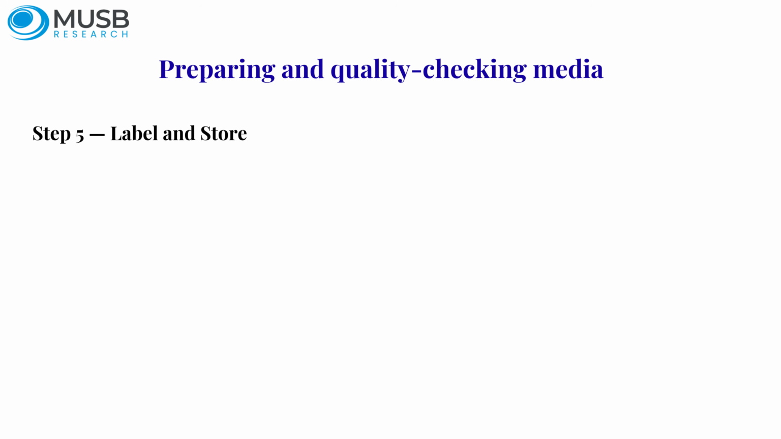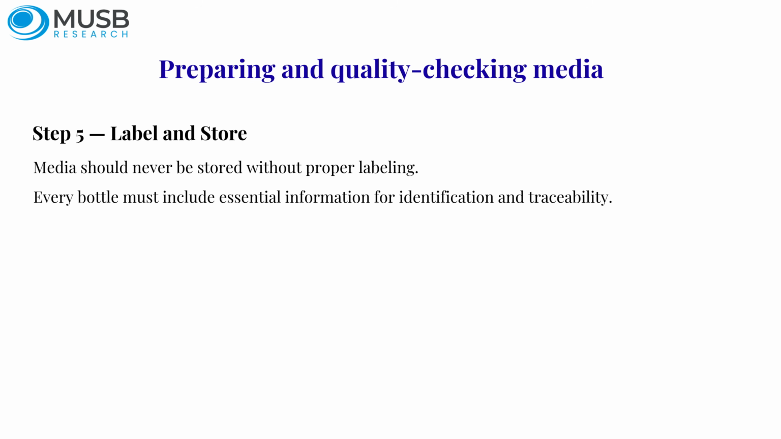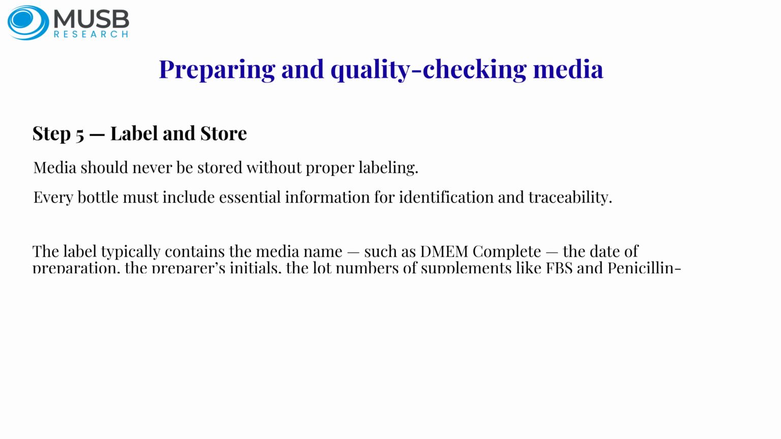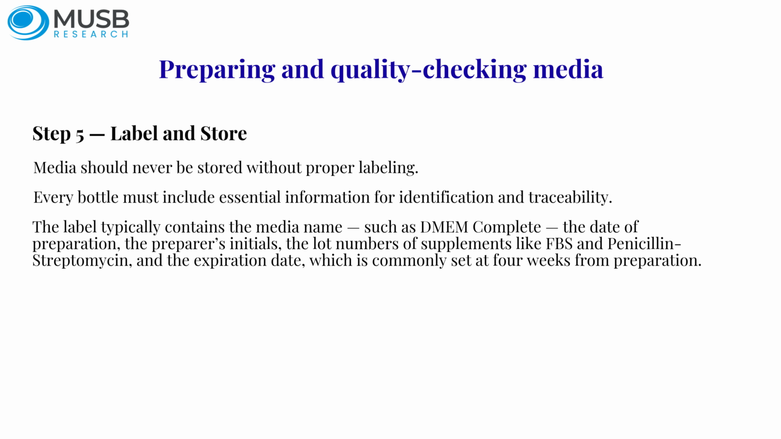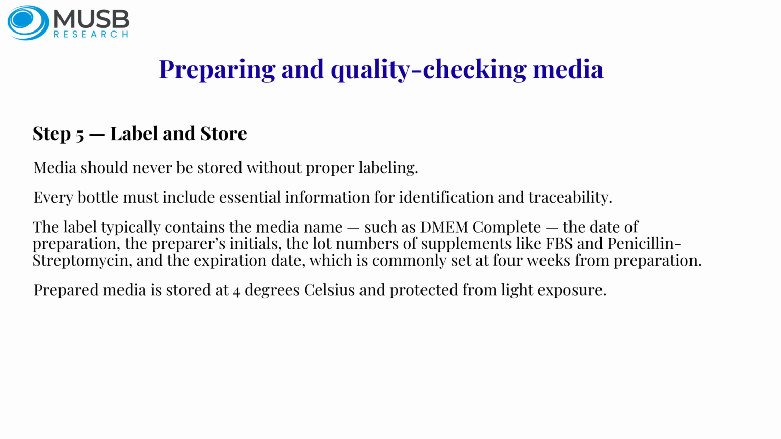Step 5. Label and store. Media should never be stored without proper labeling. Every bottle must include essential information for identification and traceability. The label typically contains the media name, such as DMEM complete, the date of preparation, the preparer's initials, the lot numbers of supplements like FBS and penicillin-streptomycin, and the expiration date, which is commonly set at 4 weeks from preparation. Prepared media is stored at 4 degrees Celsius and protected from light exposure.